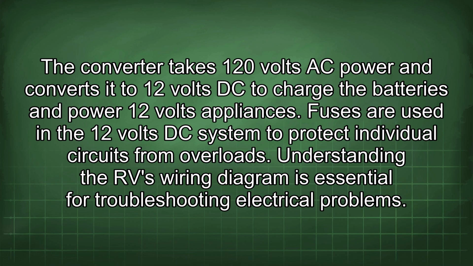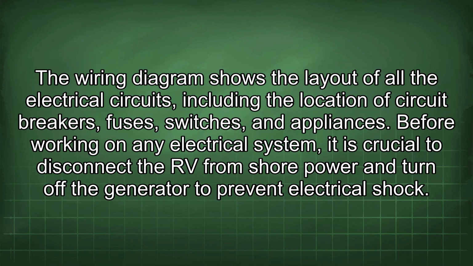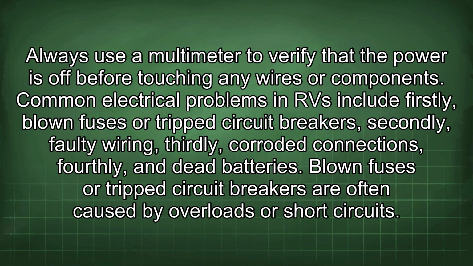Understanding the RV wiring diagram is essential for troubleshooting electrical problems. The wiring diagram shows the layout of all the electrical circuits, including the location of circuit breakers, fuses, switches, and appliances. Before working on any electrical system, it is crucial to disconnect the RV from shore power and turn off the generator to prevent electrical shock. Always use a multimeter to verify that the power is off before touching any wires or components.